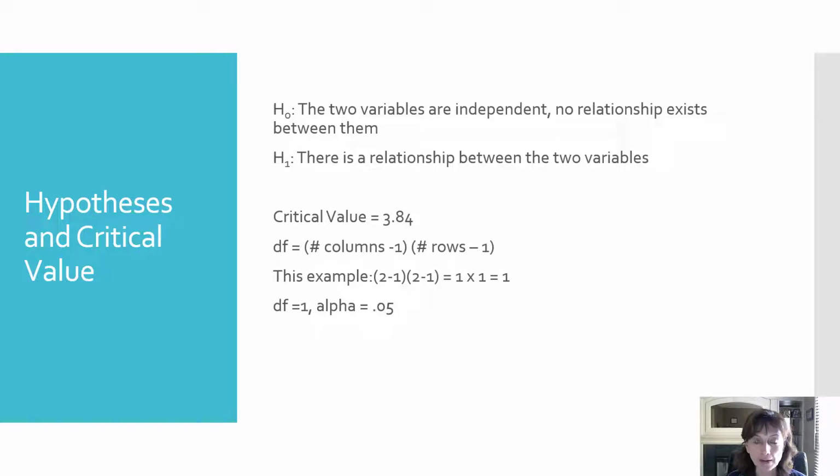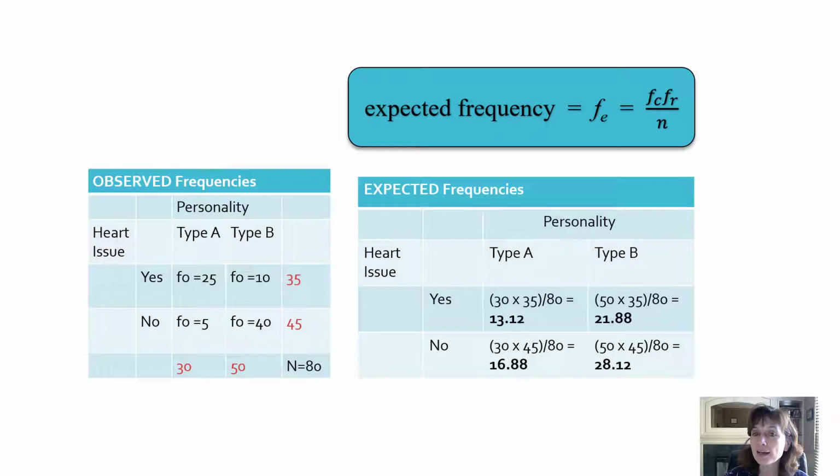at 0.05. So if you were to look that up in the chi-square table, you would get a critical value of 3.84. That critical value is the value that we're going to compare our chi-square statistic with. We're going to calculate chi-square, and we'll get a chi-square statistic. We'll compare that statistic, that number, with this critical value. If our chi-square statistic exceeds this critical value, then we can reject our null hypothesis. Okay, so now on the next slide, I want to show you how to calculate expected frequencies.